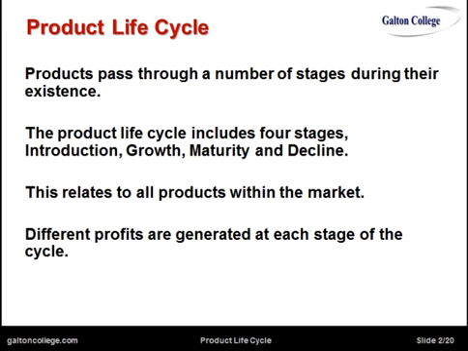Maturity is when it's at its peak. And just after maturity, it starts to decline. And it could go into a terminal decline. It could be the end of the product. And we want to talk about these in a bit more detail in this class. It's also worth noting, of course, that there are different profits at each stage in the product life cycle.